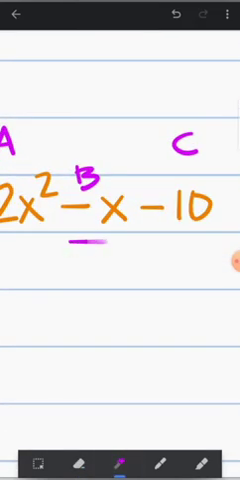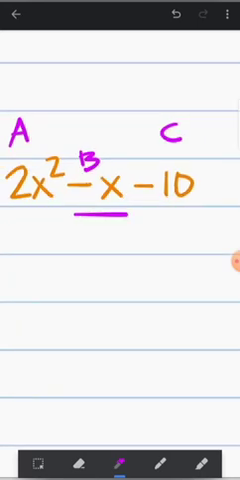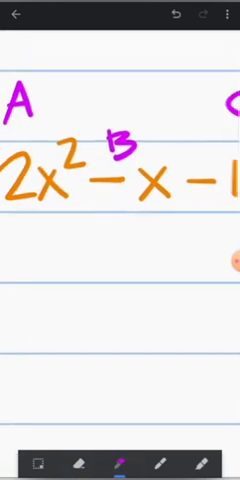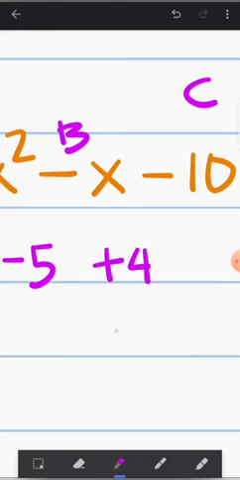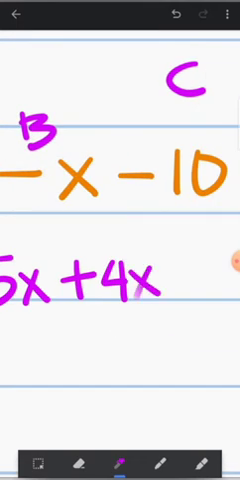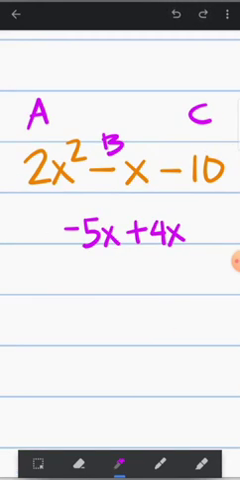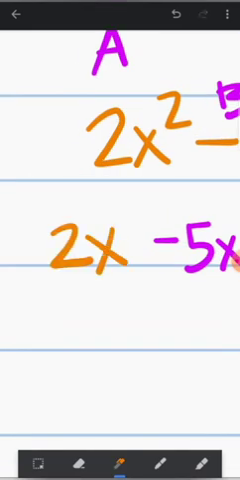After knowing the two numbers, all we need to do is break this inner term, the B term, into two, which are the numbers we found. So those numbers are negative 5 and positive 4. So just make it 5x and 4x, whatever this variable is. So minus 5x plus 4x, and then here, just copy the 2x squared.